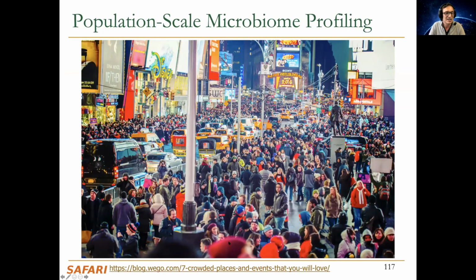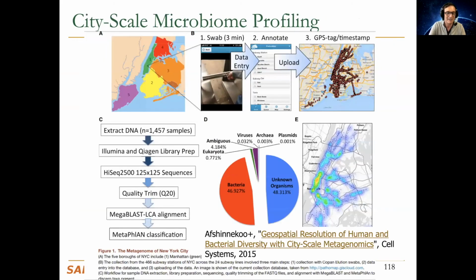And you can imagine doing population scale profiling, microbiome profiling, so that you can understand what's going on. You can predict outbreaks potentially if you're actually able to do that. So this is one example paper. I'm not going to expect you to read the paper, but these folks collected samples, for example, from the New York City subway, and they basically tried to understand the bacterial diversity in New York City in different areas.